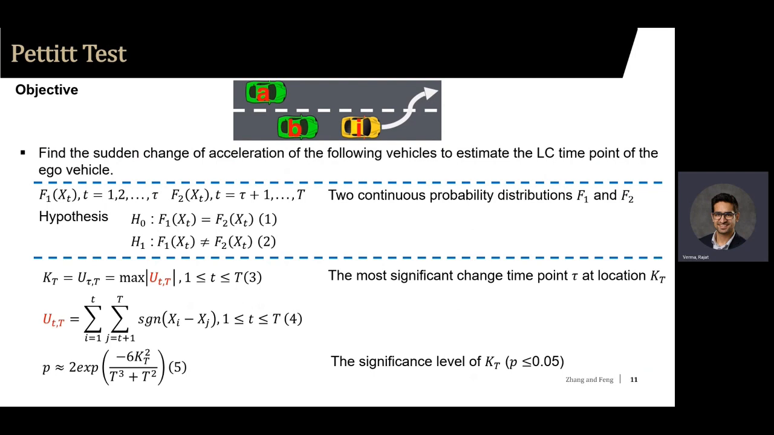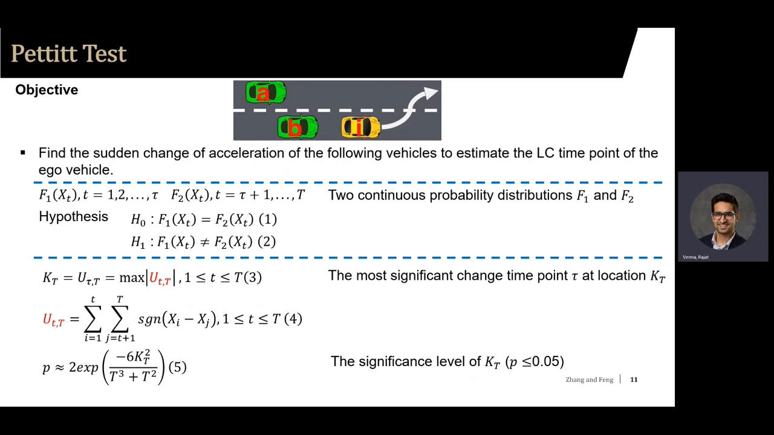Let's go to the Pettitt test and see how it works in our project. The Pettitt test is a non-parametric test. It can find sudden changes in continuous time series data. The trajectory data is time continuous data, so we can apply this Pettitt test to our problem.